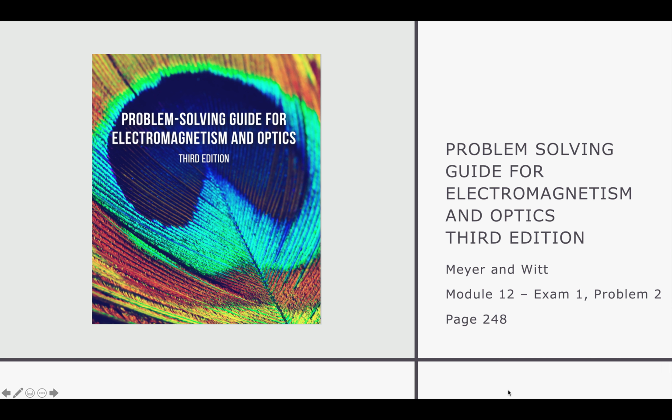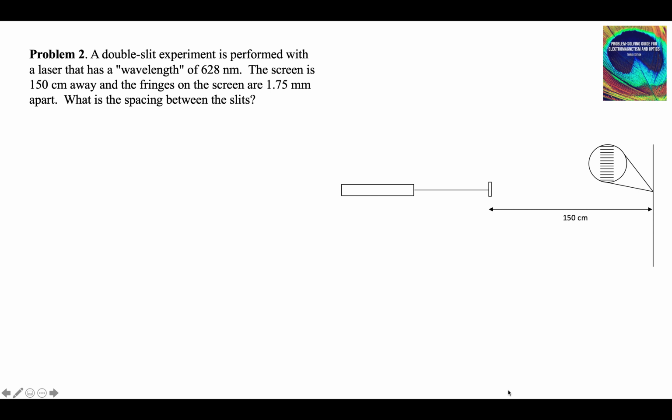This is a walkthrough of problem 2 on exam 1 in the book Problem Solving Guide for Electromagnetism and Optics. Problem 2: a double slit experiment is performed with a laser that has a wavelength of 628 nanometers. The screen is 150 centimeters away from the slits. The fringes on the screen are 1.75 millimeters apart. What is the spacing between the two slits?